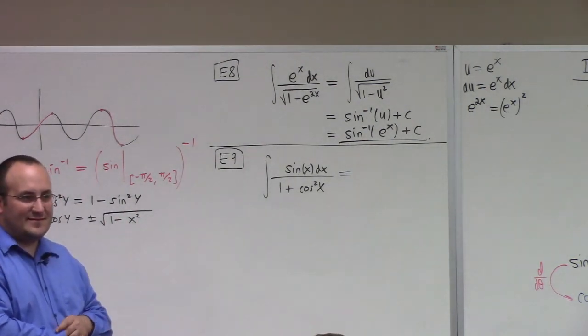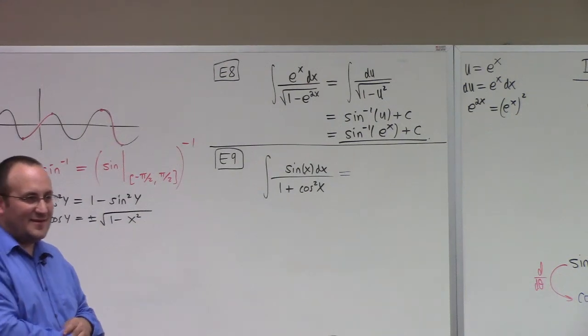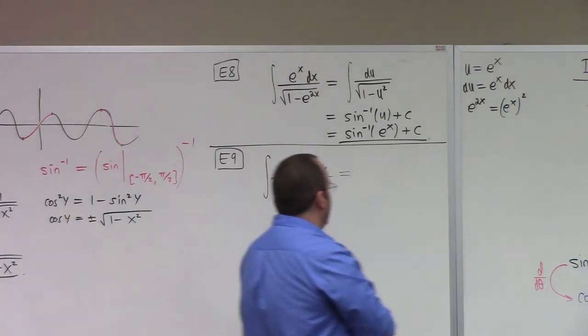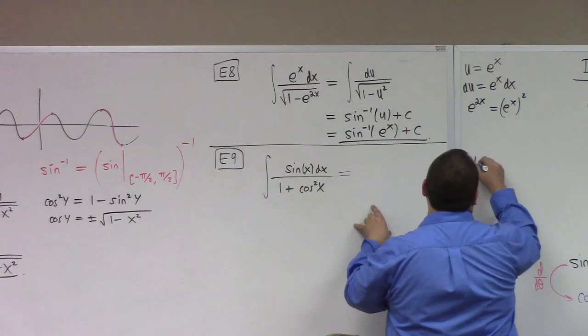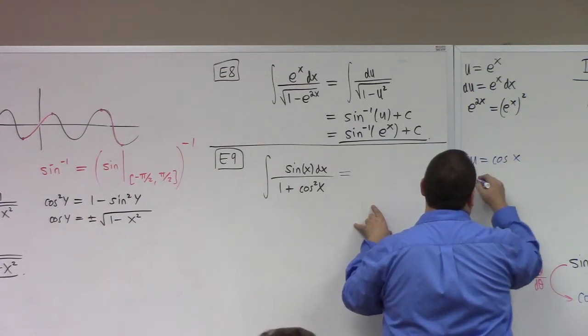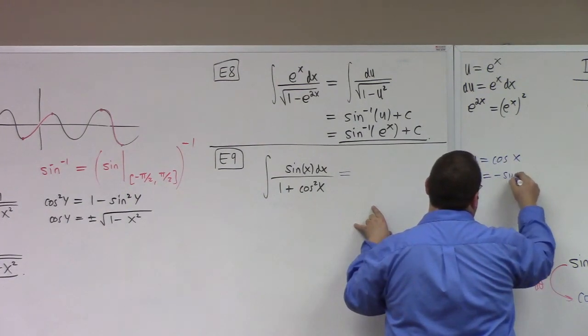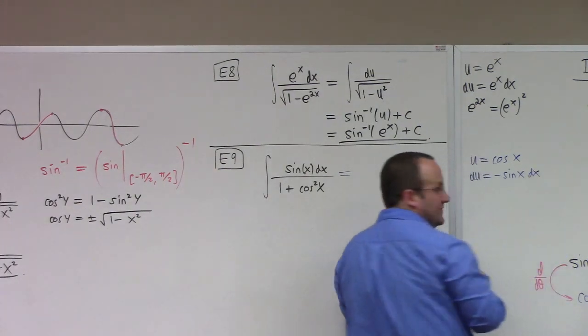Yeah. Maybe cosine and bring out a negative? Cosine and bring out a negative. Oh, sure. How about u? Yeah, so u equals cosine. If we do that, then du is minus sine x dx, but minuses don't bother us. So that's a minus du.